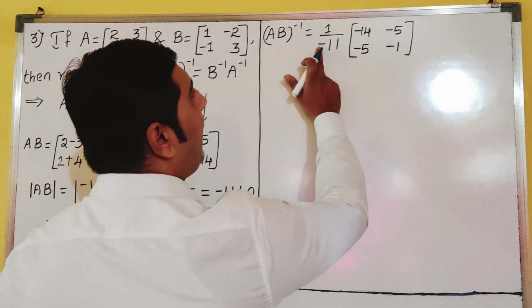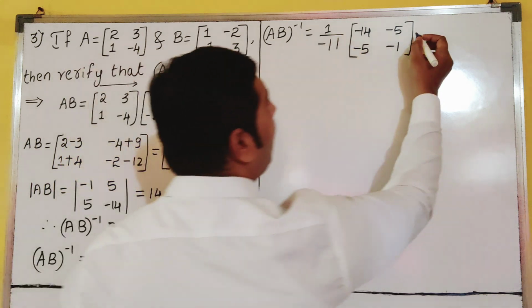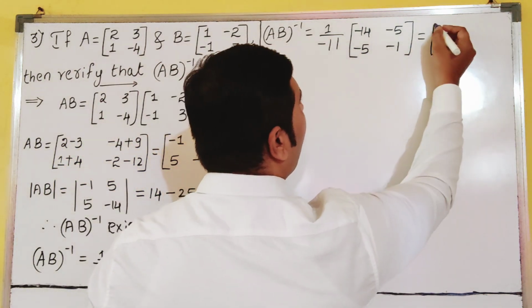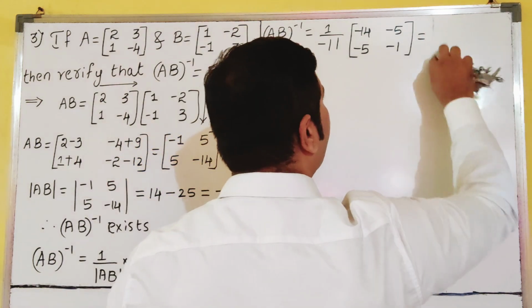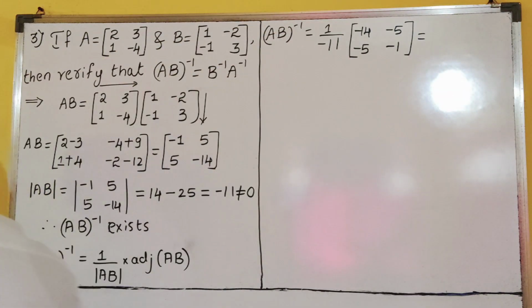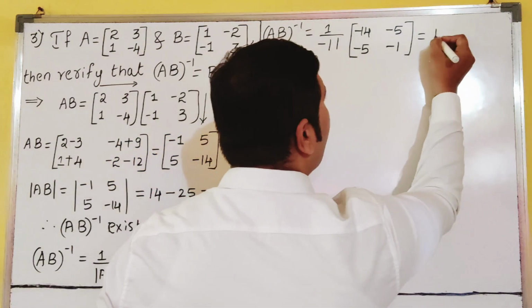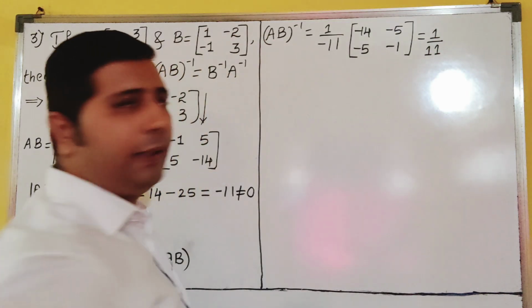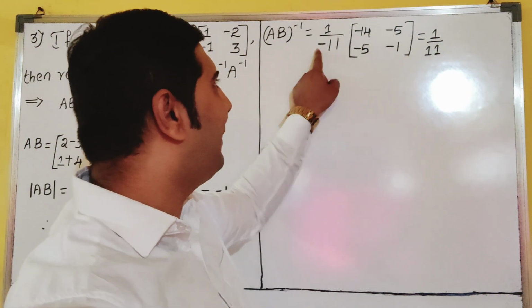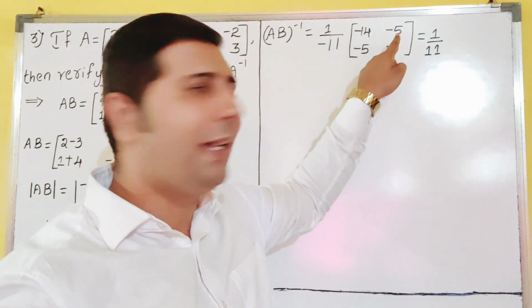Understood? So this minus sign you multiply inside. What will we get? If I multiply inside, what will we get? See here. I'll erase this. Sorry, a mistake happened. So now see here. 1 upon 11. See what I am doing. 1 upon 11 I have written. Minus sign I am multiplying inside.